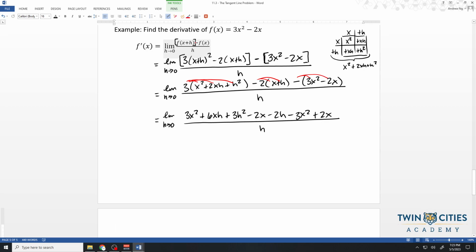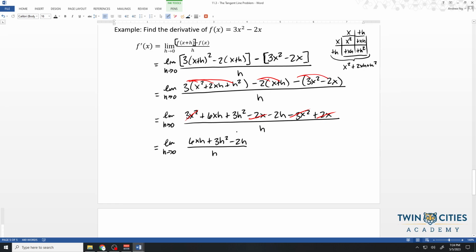Let's see if we can clean this up a bit. I notice a negative 2x here and then a positive 2x. These will subtract out. I've got 3x squared and then minus 3x squared later on. If I combine like terms, those will subtract out. So I'm left with the limit as h approaches 0 of 6xh plus 3h squared minus 2h all over h.